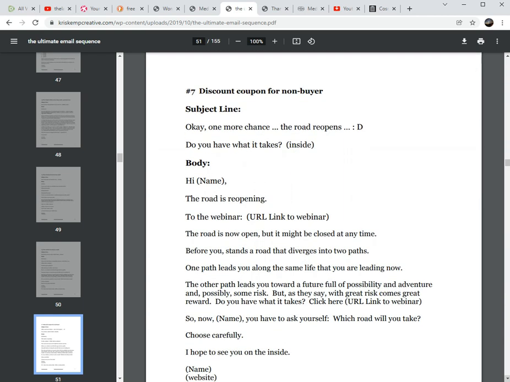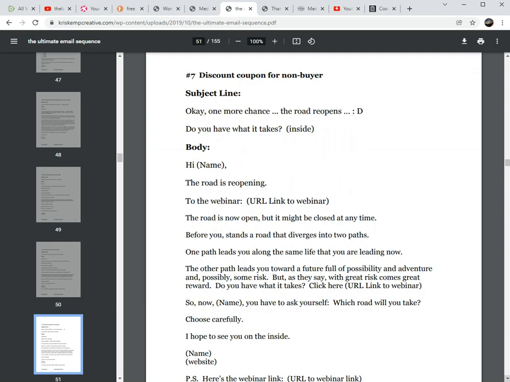The number 7 email is a discount coupon for the non-buyer. So they haven't bought your product or service, you have a discount coupon and you give them one more chance to buy it.